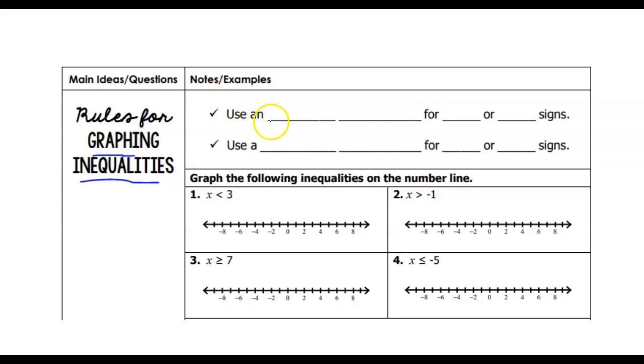In the blank, it says use a blank for blank or blank signs. What you're going to do is write use an open circle, because we're going to graph these on the number line. And we'll use an open circle for less than and greater than signs.